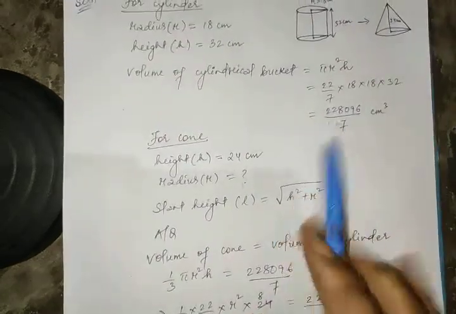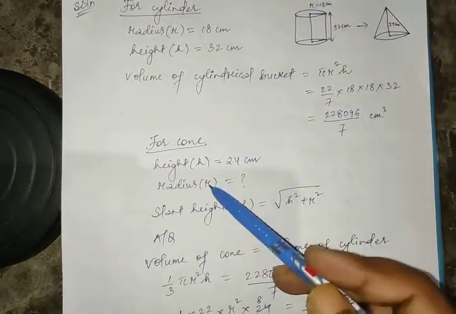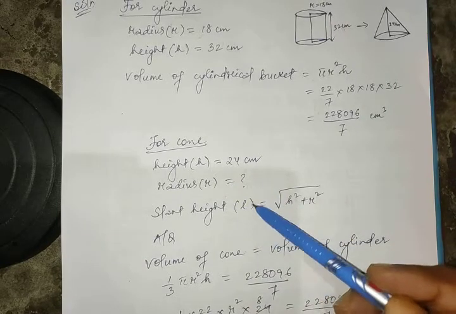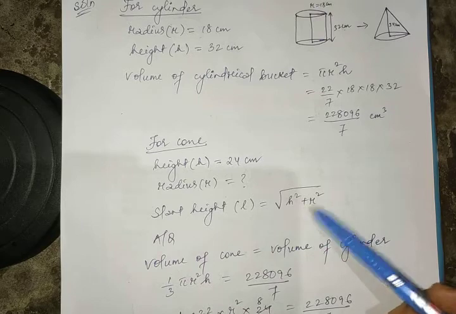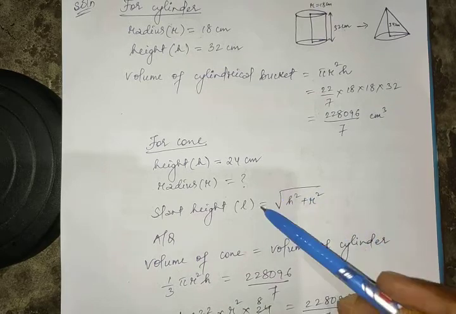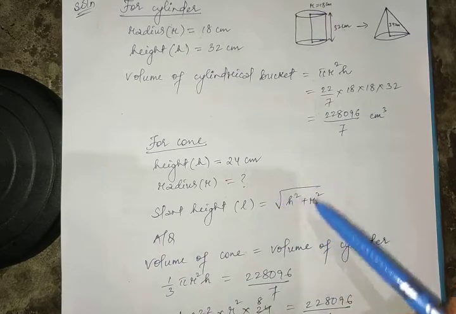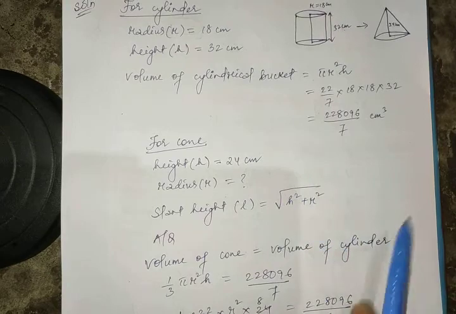So for cone, only height is given, right, 24 centimeter. Radius is not given and slant height is also not given. So this is the formula for slant height, root over h square plus r square. So if you get the radius, we can find the slant height, because height is already given. So first of all, let us find the radius.